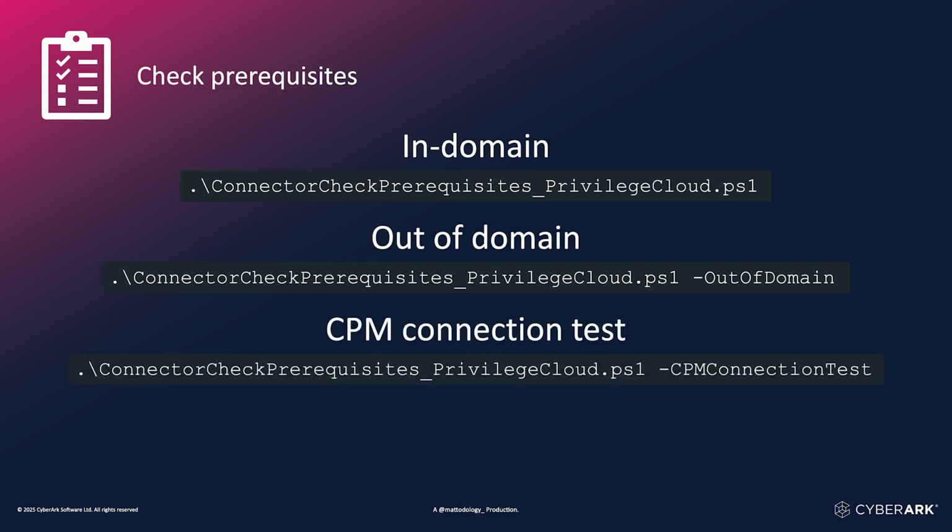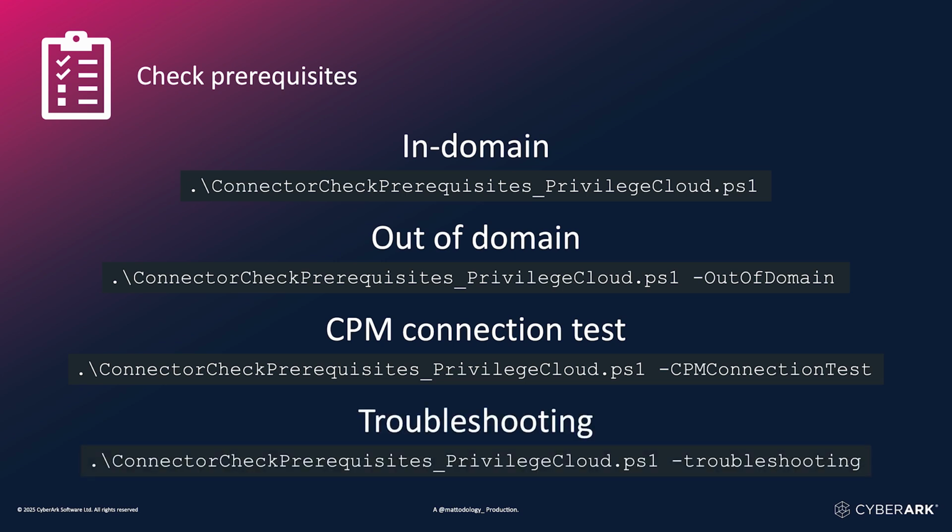The third option is CPM connection testing. Use this mode to specifically verify connectivity and credentials between the Central Policy Manager and your privileged accounts. It helps validate that secure password management workflows will function as intended. Lastly, there's the troubleshooting scenario. Run the script in troubleshooting mode when you encounter configuration issues or failures during setup. This targeted test will pinpoint problems and guide you through corrective actions.